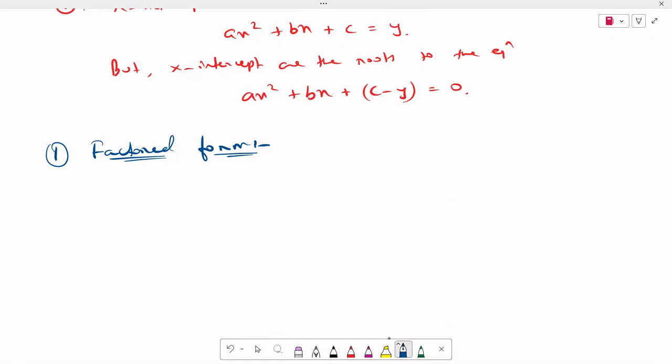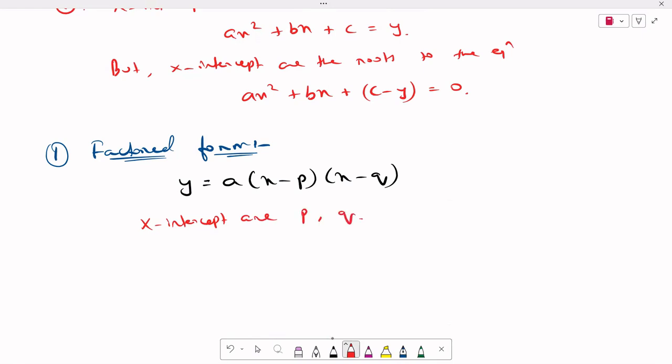So in your factored form, you look at the equation in such a way: y is equal to a times (x minus p) times (x minus q). So in this factored form, we should know a certain few things. We should know that the x-intercepts are p and q.